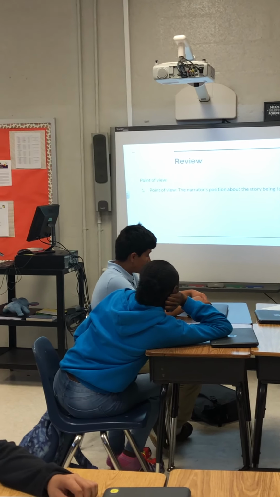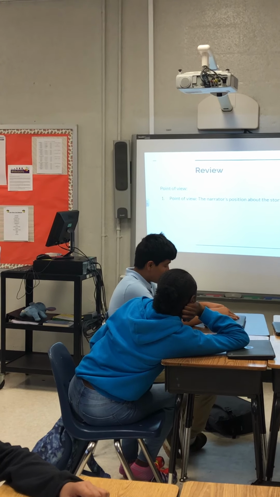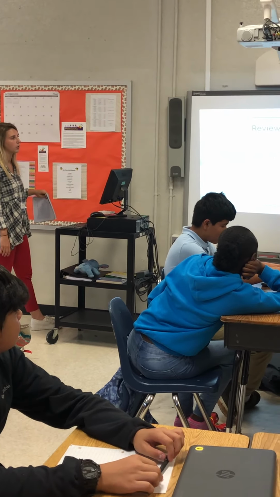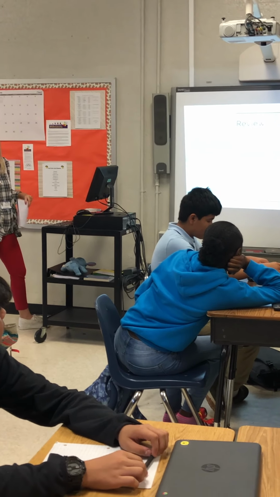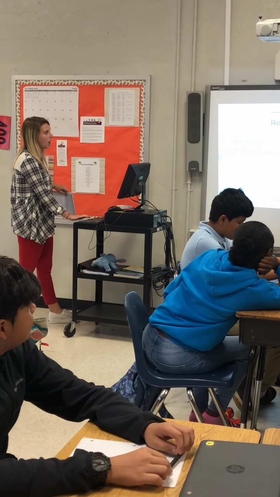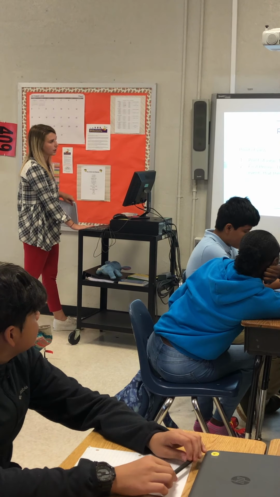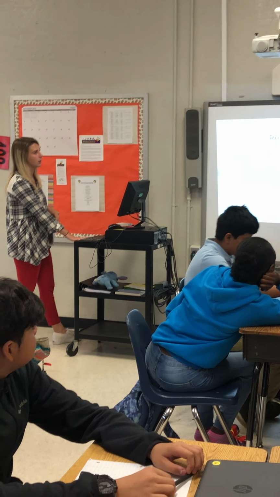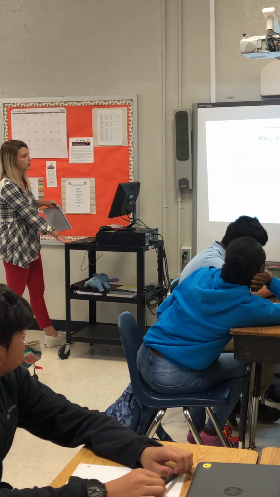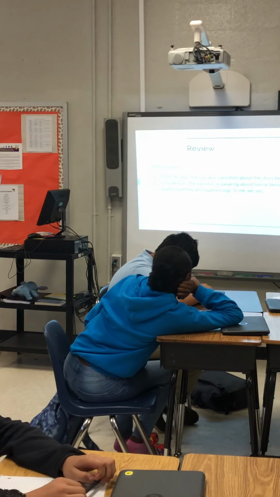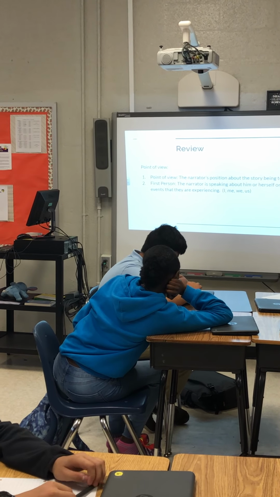So that could be like, you could be from the point of view of a child, or the point of view of an animal, or the point of view of an adult. There's a million different points of view. And then under that, first person is when the narrator is speaking about him or herself or sharing events that they are experiencing, and the words they would be using are I, me, we, us.